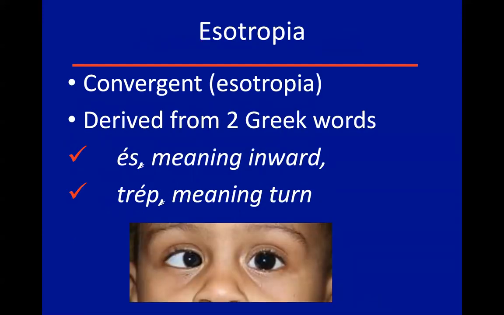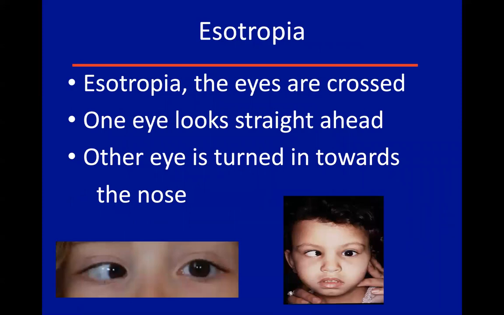When we say esotropia, it's just a convergence. It's derived from 2 Greek words, eso, meaning inward, and trop, meaning turn. So it's turning inward, and you see it very nicely here. Again, look at your corneal light reflex, right in the center of the pupil, and here it's more towards the limbus. Esotropia, the eyes are crossed. One eye looks straight ahead, as you see here really nicely, and the other eye is turned in towards the nose.